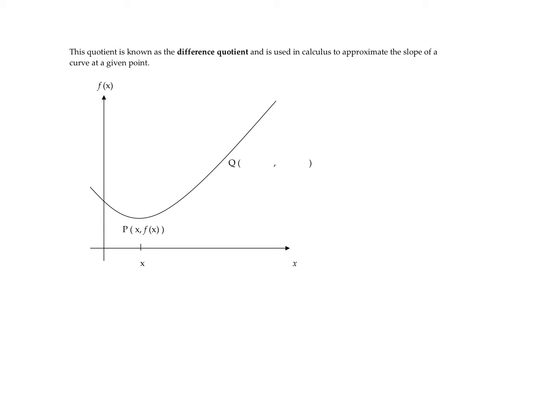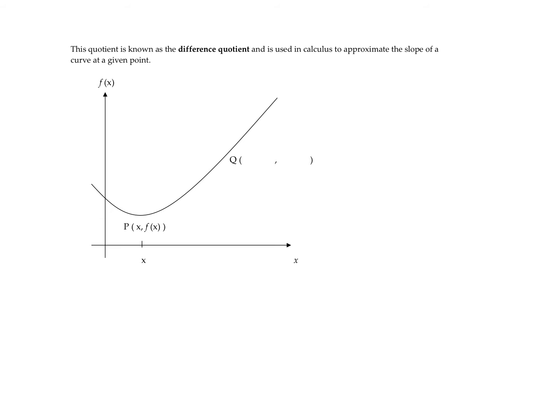So looking at this diagram, we have a point P, which is right here, and a point Q, which is right here. And there's an x value that correlates with the point Q. So we're going to say the distance between x and this new point is h. So this new point is going to be x plus h. So Q would be x plus h, comma, the function in terms of x plus h.